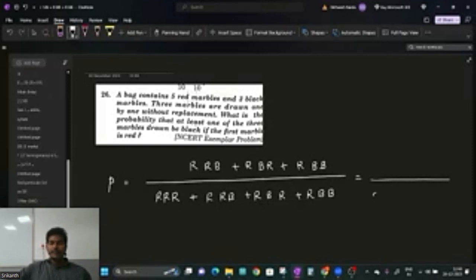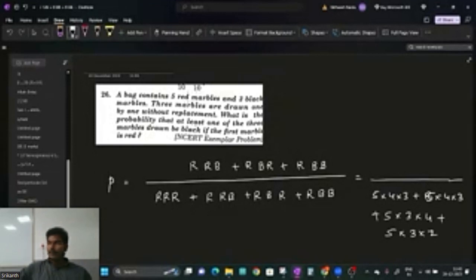First, how many marbles are there? 5. Next will be 4 into 3. Okay, first R 5, next R 4, next 3. Next 3 for what? Black marble. Plus first R 5, next black is 3, and next R is 4, plus what is next R? 5, black, 3 into 2.